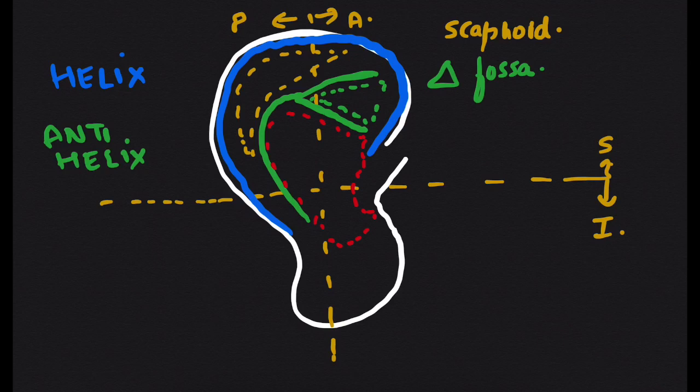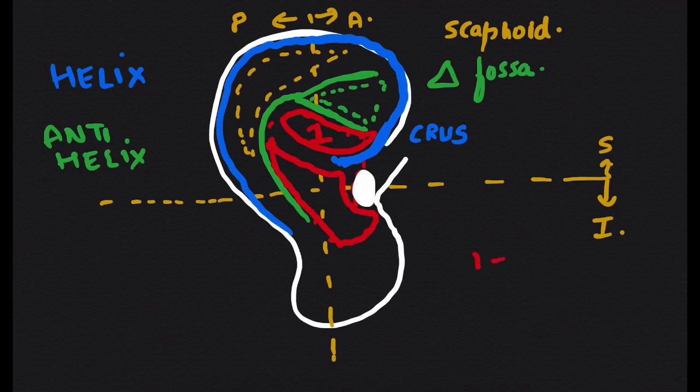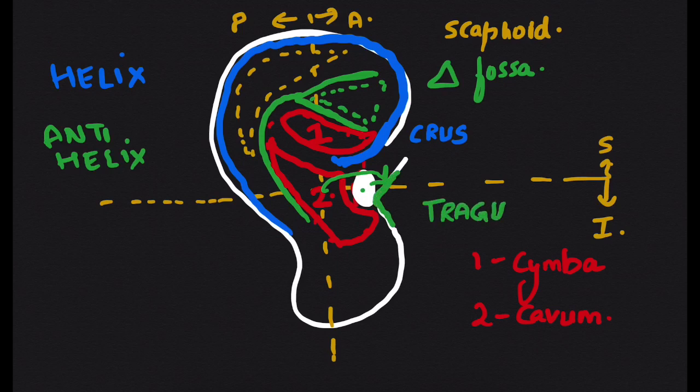That is why it's called the scaphoid fossa or the scapha. The much bigger depression which guards the opening of the external auditory canal is called the concha, which is divided into two parts by the crus of the helix. Now see, the upper smaller part and the larger lower part. The upper smaller part is called the cymba concha, and the larger part which lies below is called the cavum concha. Now, just opposite to the concha, on the other side of the external auditory meatus, there's a triangular or pyramidal projection which is called the tragus.